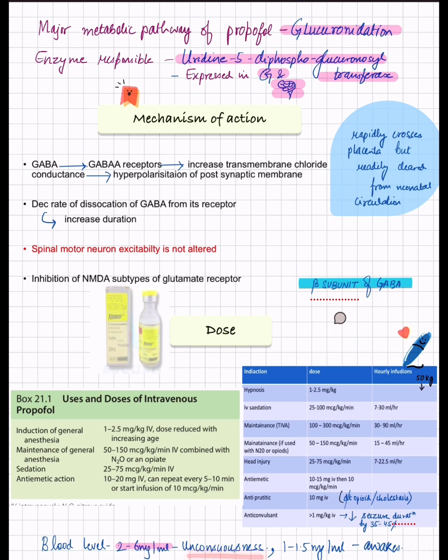See, for unconsciousness, you need a blood level of 2 to 6 microgram per ml. For the patient to wake up, it should decrease to 1 to 1.5 microgram per ml.